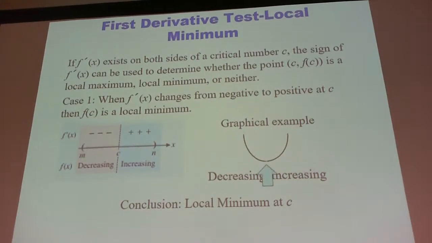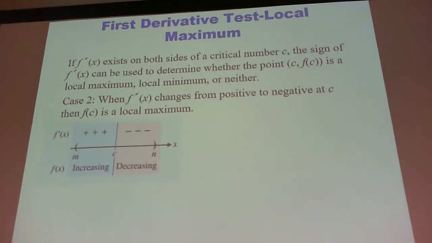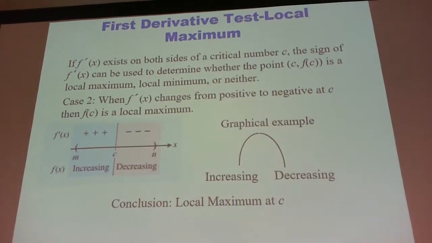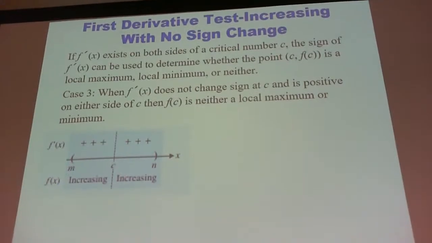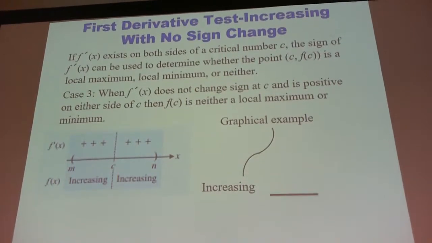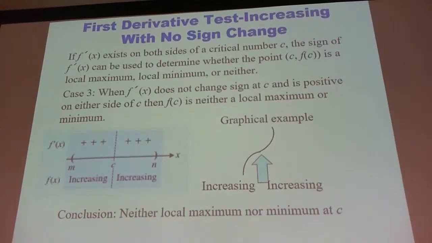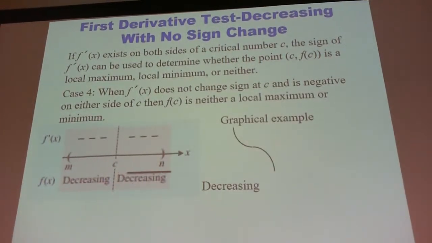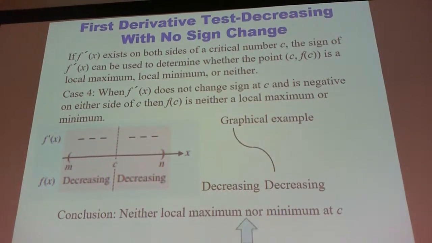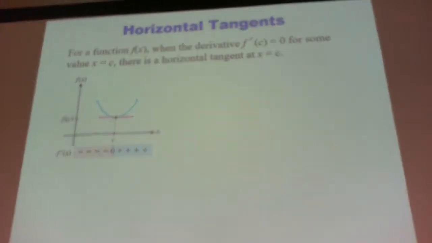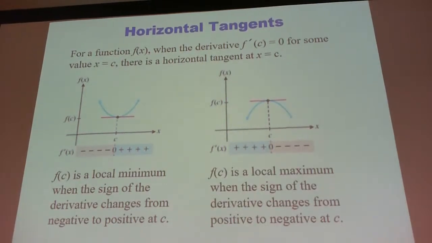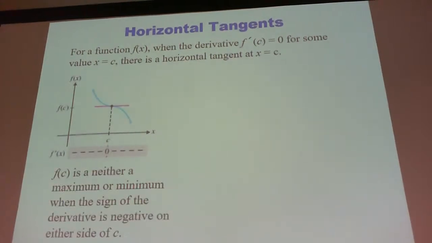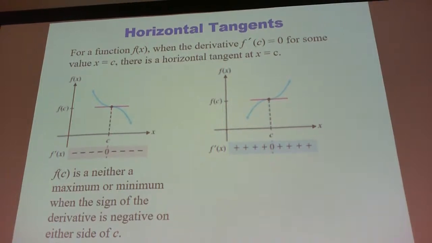That's a local min. With your sign chart, if you have into the derivative positives for increasing, then on the other side negatives for decreasing, that is a local max. If you have increasing and then increasing, that's going to be neither. If you have decreasing then decreasing, that is going to be neither max nor min. And what we're finding when we take the derivative say equal to 0, we're finding the horizontal tangents. That's what we're really finding. That's why it equals 0. Local min, local max. Even if it's neither, we're still finding it, but it doesn't mean necessarily it's a max or a min.